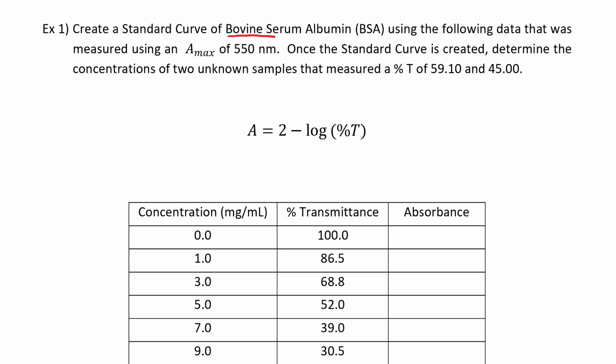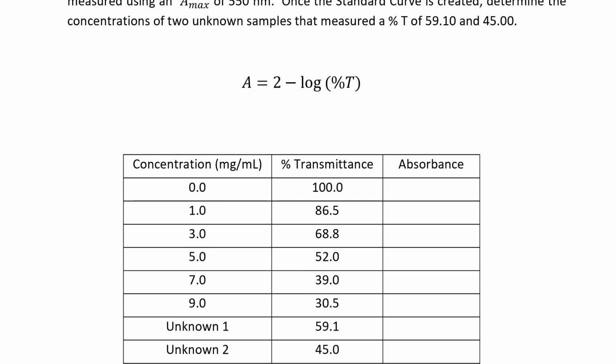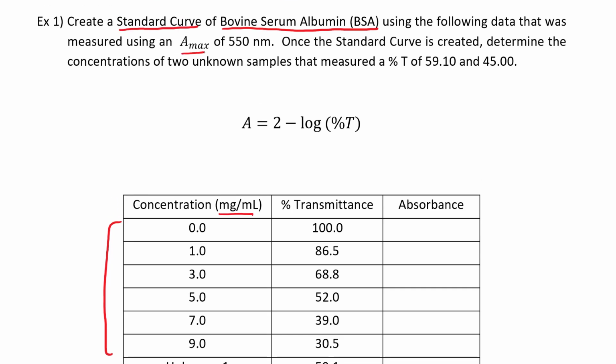Here we're working with a chemical called BSA, bovine serum albumin. It is a very common protein found in the blood of cows, hence the bovine. Here we collected data to create a standard curve. We created a number of known concentrations of BSA. We then measured it on a spectrophotometer using an Amax of 550 nanometers.